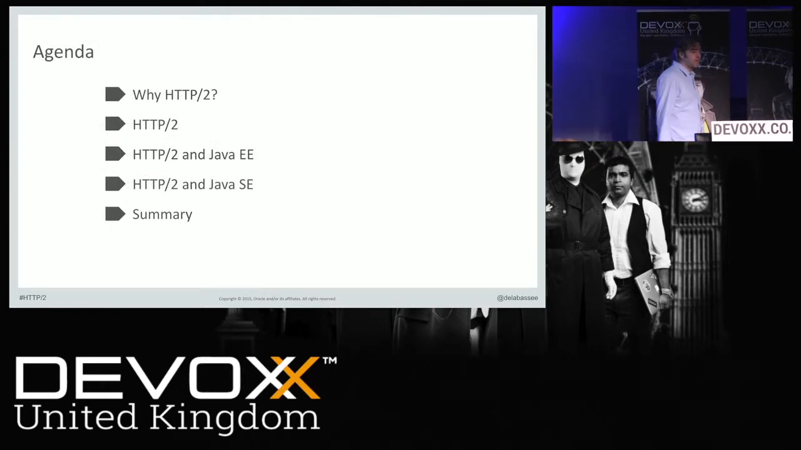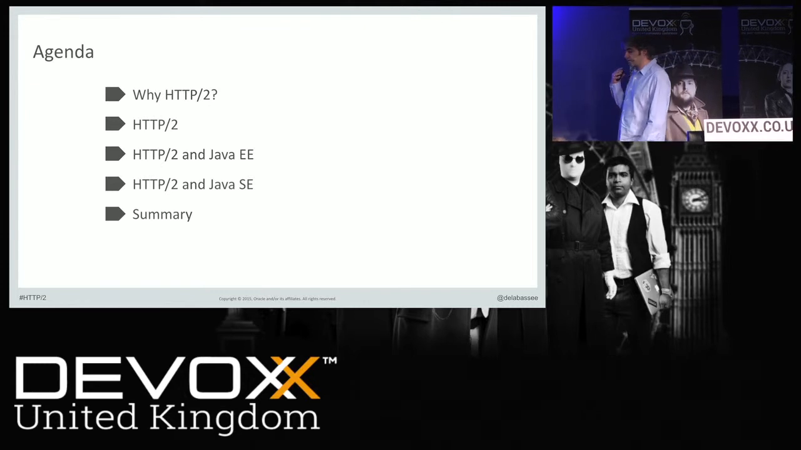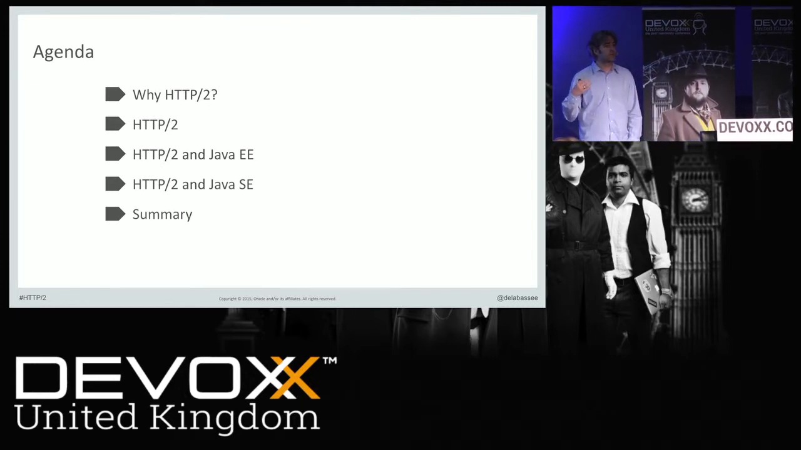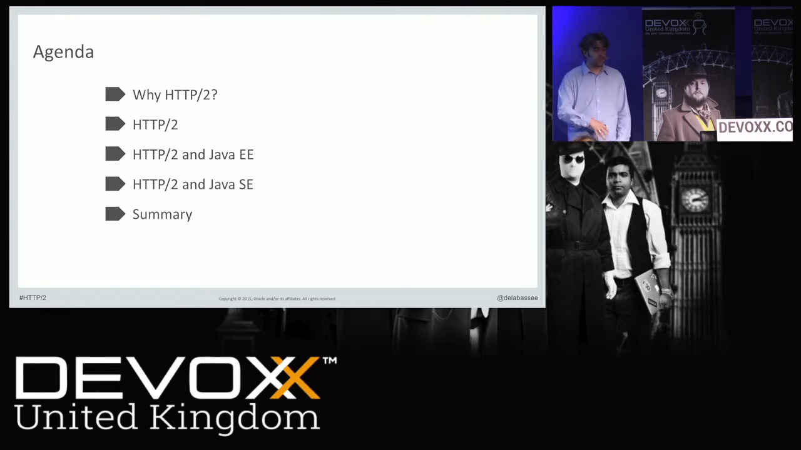So the agenda for today, well, it's a session on HTTP2. I will first spend some time explaining what the issues of HTTP 1.1 are, and those issues lead to the specification of HTTP2. Then I will explain what HTTP2 is all about. And finally, I will conclude by showing how HTTP2 will arrive in the platform, in Java SE, but also in Java EE.